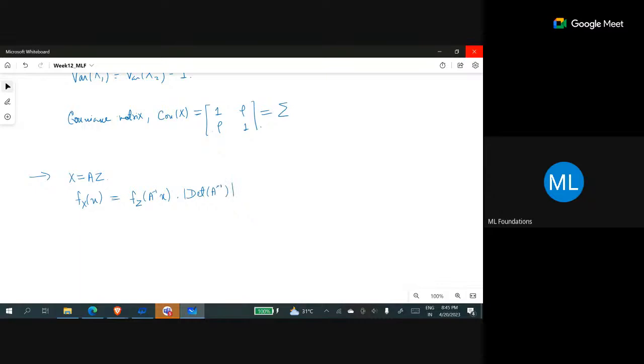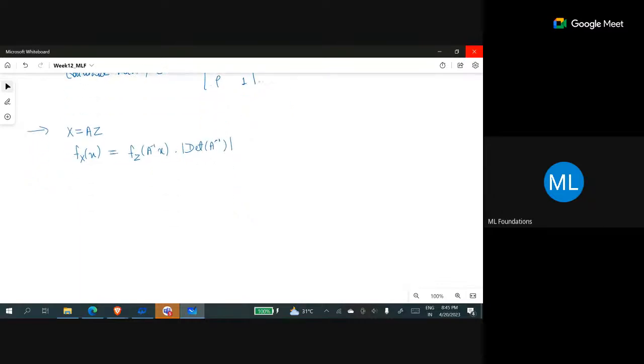So why can we write this fx as fz of A inverse x times the determinant? Any idea? Because z is equal to A inverse x. And then we just find the determinant of the Jacobian and multiply it. Correct. Ma'am, can you please repeat that Jacobian? What is the relation between this Jacobian and here, ma'am? z is equal to A inverse x. So this determinant of A inverse is the same as the Jacobian that you get.